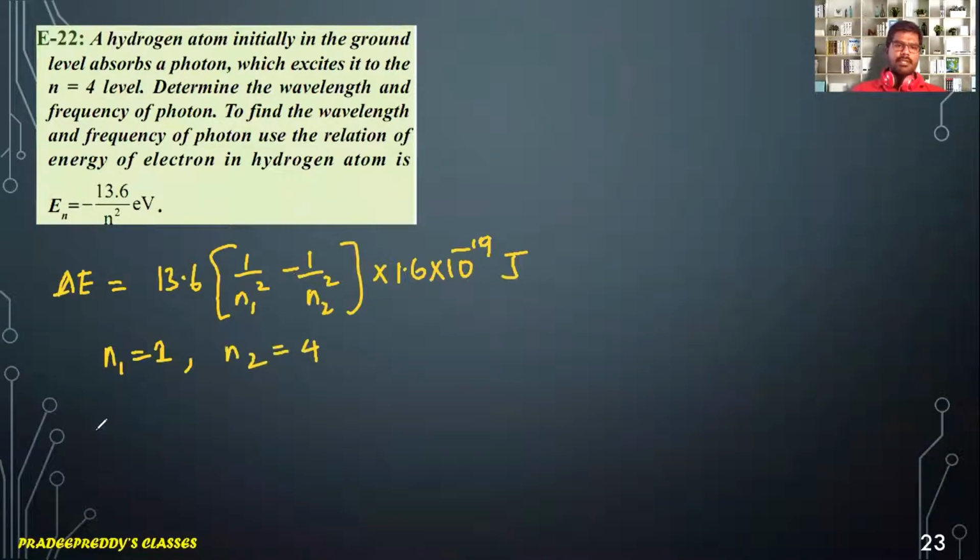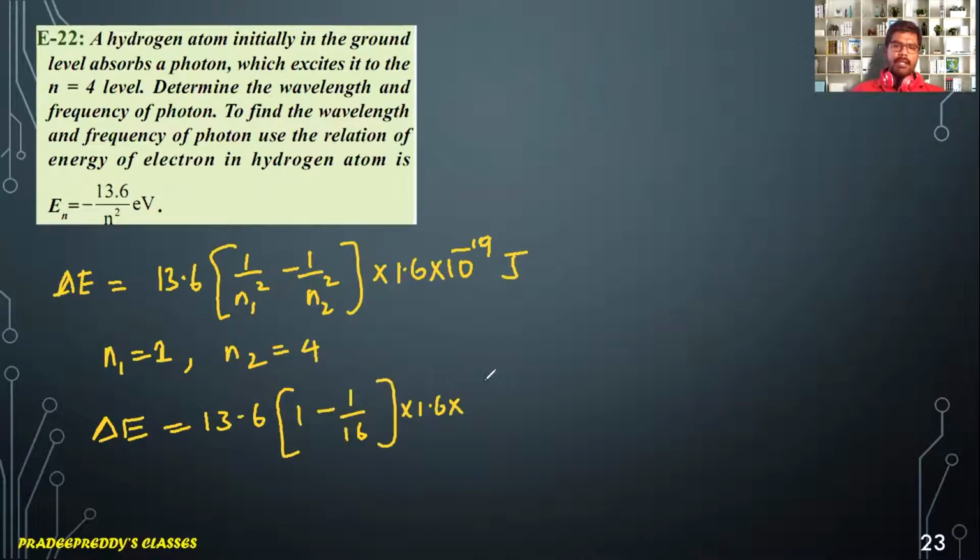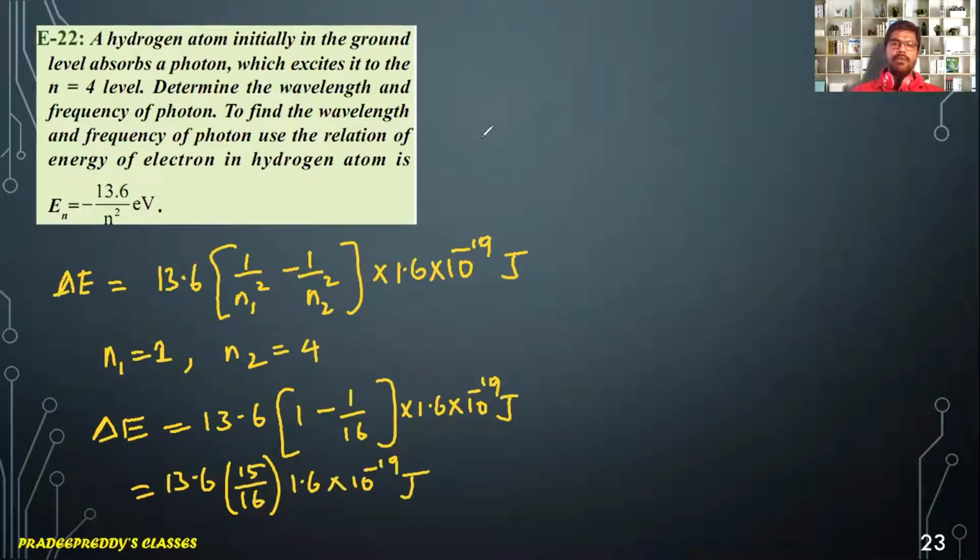You can just substitute that here. Delta E will be equal to 13.6 into 1 minus 1 by 16 into 1.6 into 10 power minus 19 joule. This is 15 divided by 16. 13.6 into 15 by 16 into 1.6 into 10 power minus 19 joule. That is energy. We know that delta E is equal to h nu. From here, nu will be delta E divided by h.